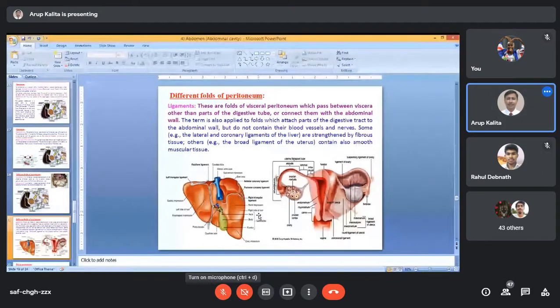Have you sometimes seen banners displayed on the road or in some open space? It has to be tied with some pillars, right? So the threads that connect the banner with the pillar, those threads are known as the ligaments. Understood my point?